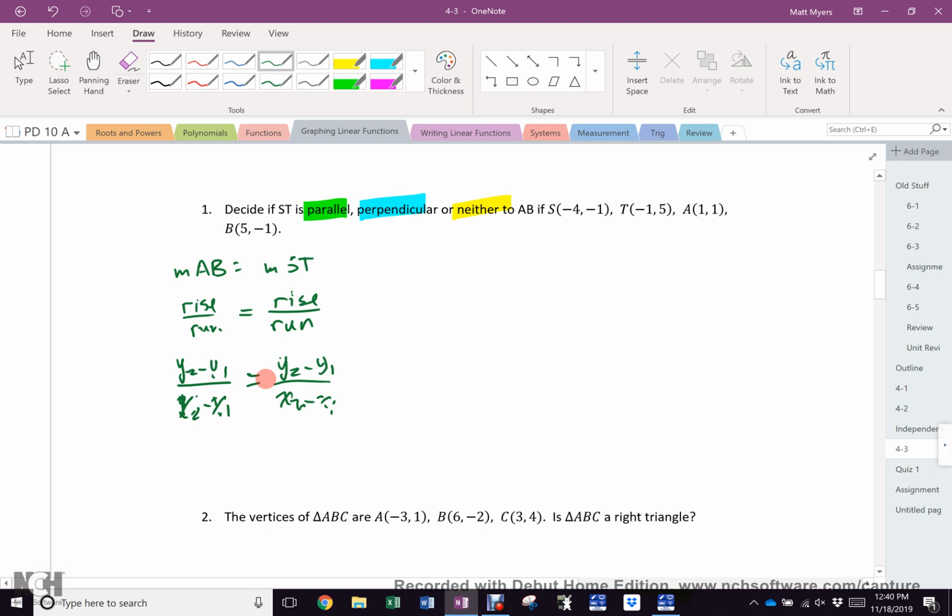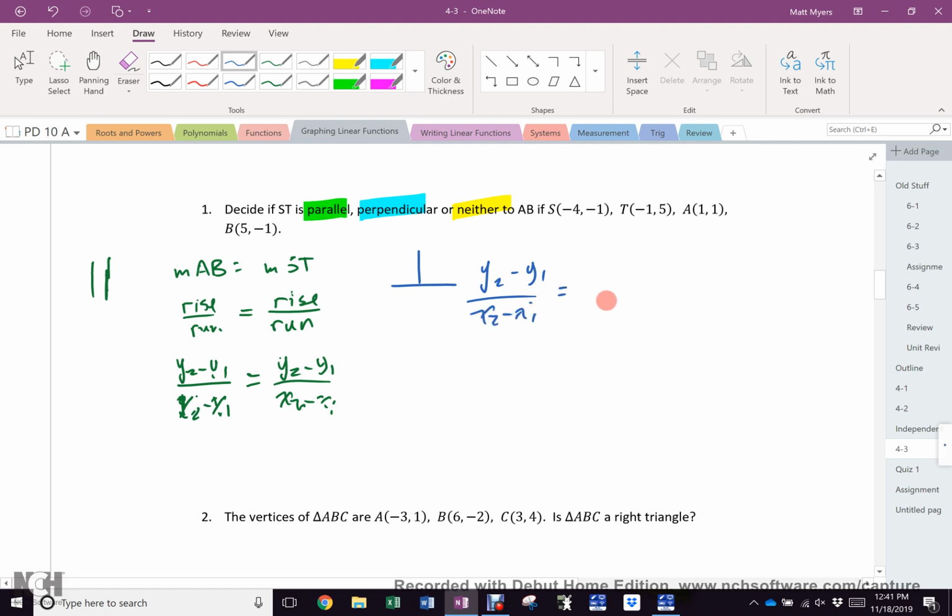That's if they're parallel. What if they were perpendicular? Does the first one change? This is for parallel. That's the symbol for parallel. Two vertical lines beside each other. What if they were perpendicular? That's the symbol for perpendicular. Then would the first one change? No, I'd still use y2 minus y1 over x2 minus x1.